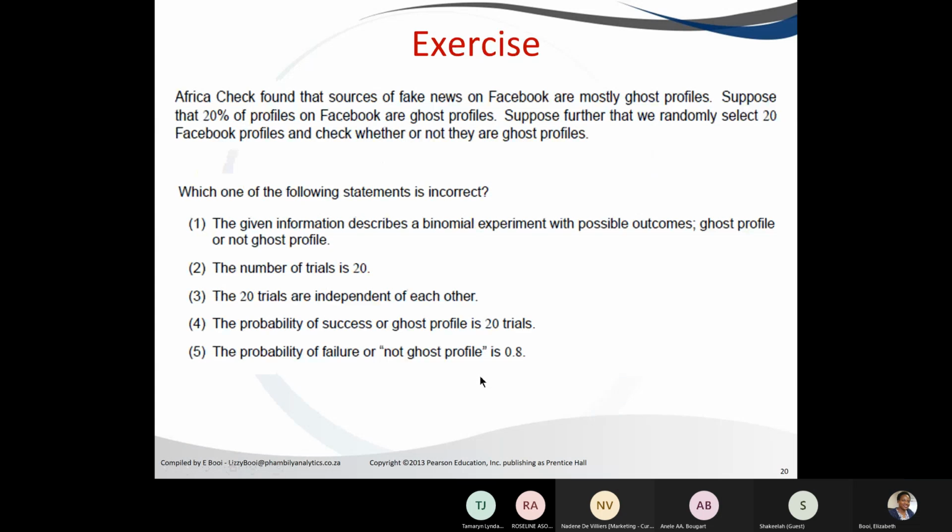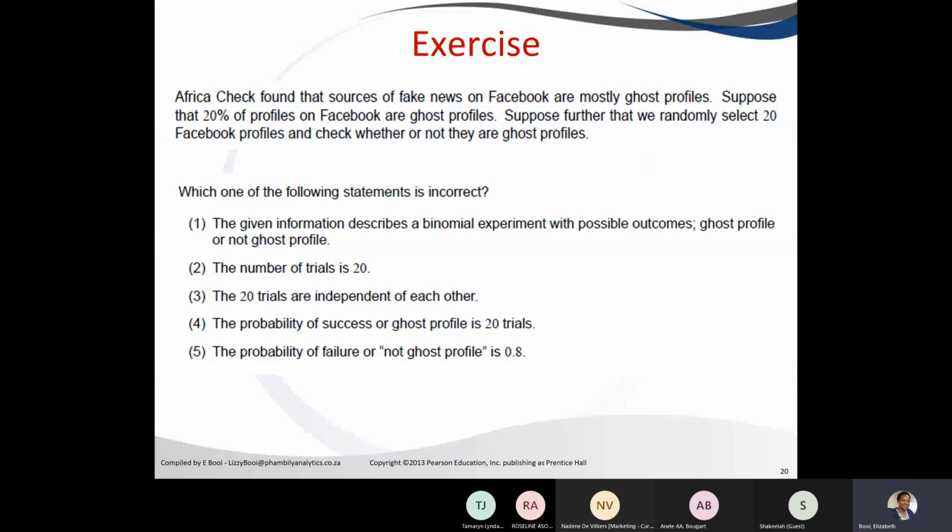Okay, so another example, this was supposed to be your exercise. Africa Check found that sources of fake news on Facebook are mostly ghost profiles. Suppose that 20% of the profiles on Facebook are ghost profiles. Suppose further that we randomly select 20 Facebook profiles and check whether those are ghost profiles or not. Which one of the following statements is incorrect?